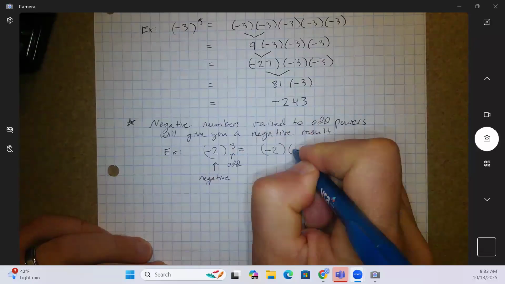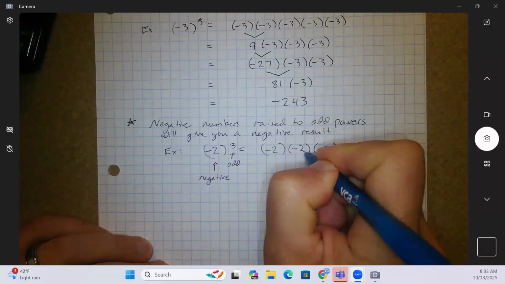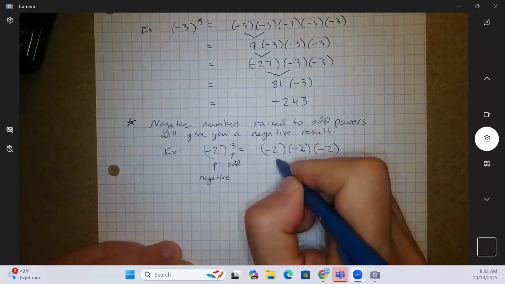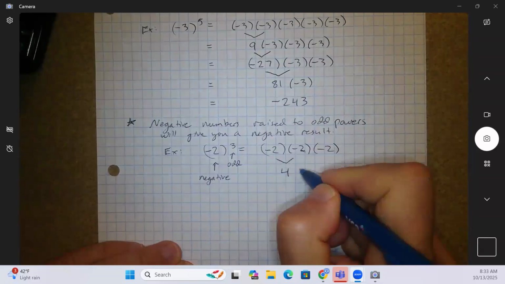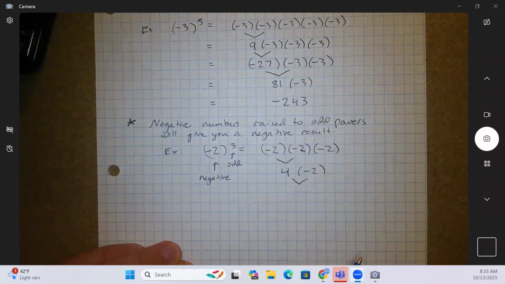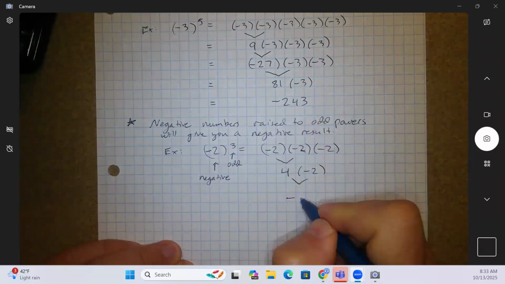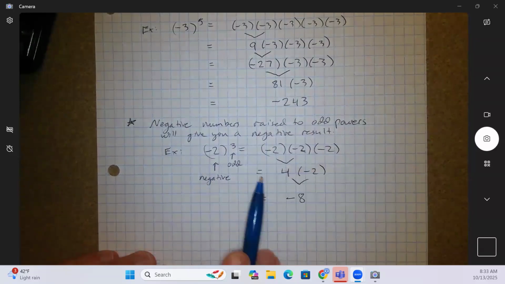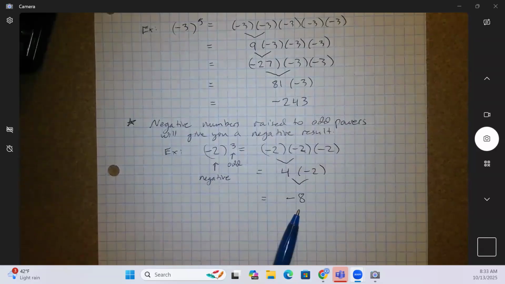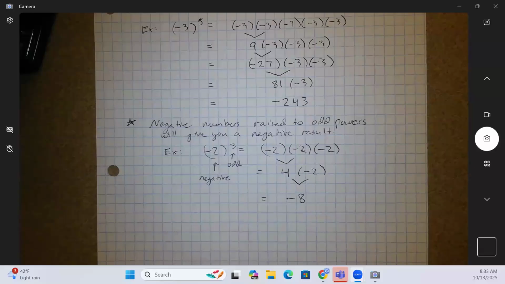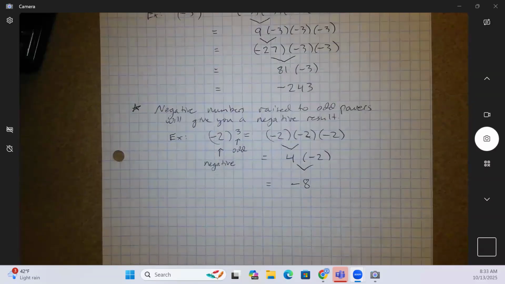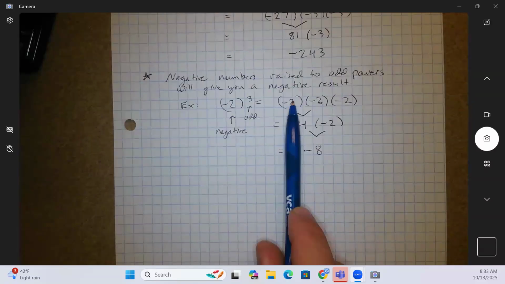If I write out what that repeated multiplication is, I have -2 times -2 times -2. The -2 times -2 is a +4. 4 times -2 is -8. Starts odd, ends odd. And the reason for that is because of what it means to do exponentials.